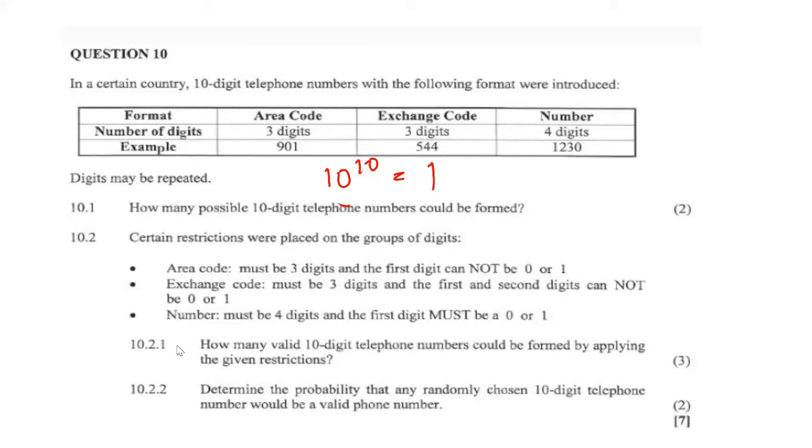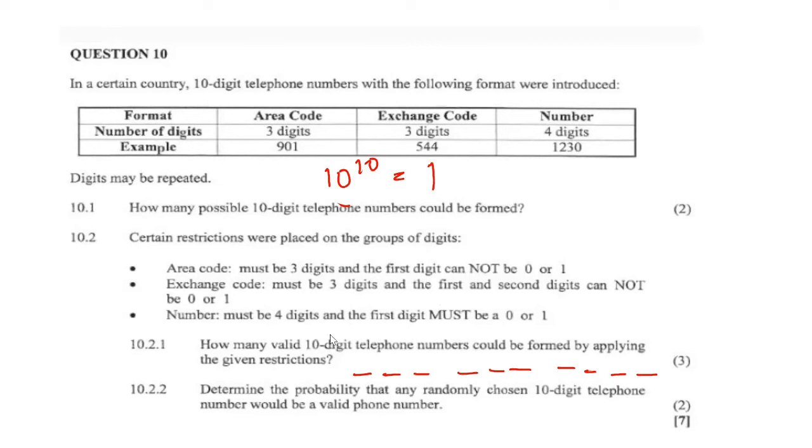So 10.2.1 says, how many valid 10-digit telephone numbers could be formed by applying the given restrictions? If we are to do this, we are supposed to form 10 digits from this format: 1, 2, 3 representing the area code, 1, 2, 3 representing the exchange code, then 1, 2, 3, 4 representing the number. Right. And then remember, digits may be repeated in this case.